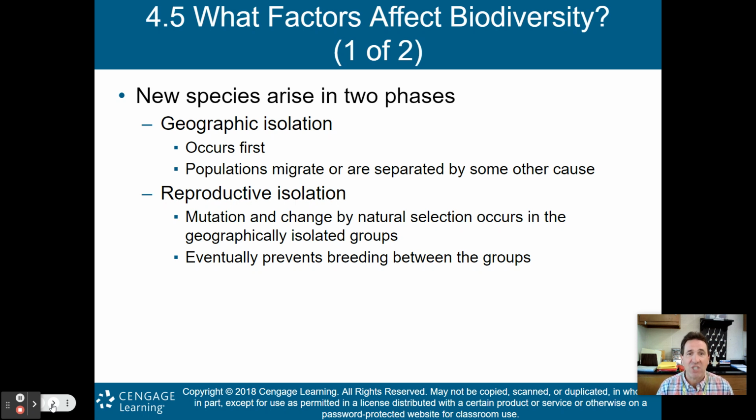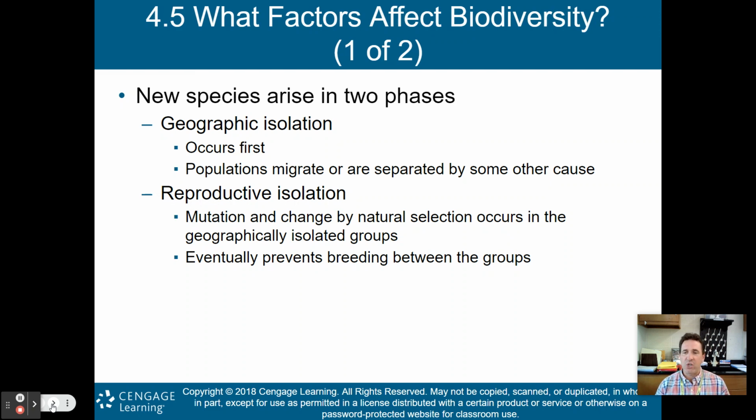So we have new species that can arise in two phases. One is a result of geographic isolation. This occurs first. Populations migrate or are separated by some other cause. And we'll talk about this more as we go through the next couple of slides.